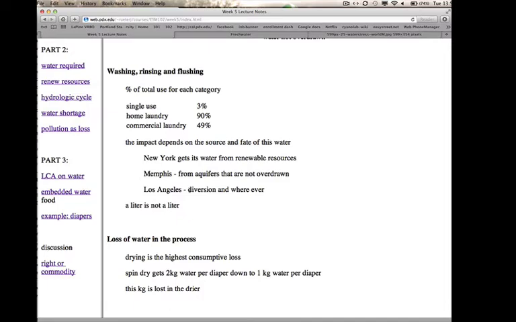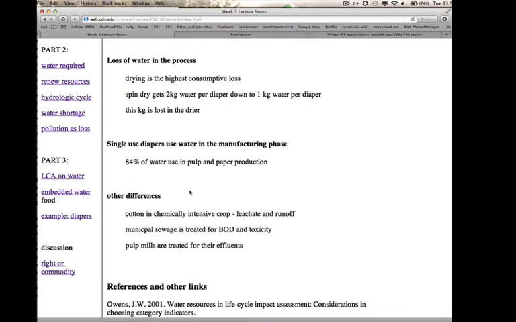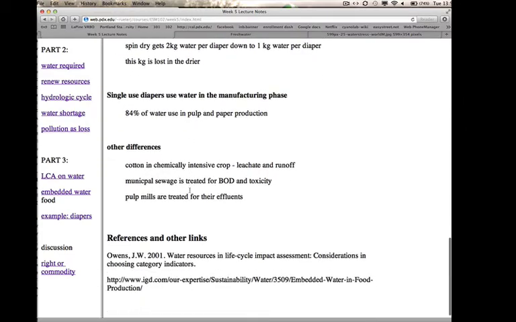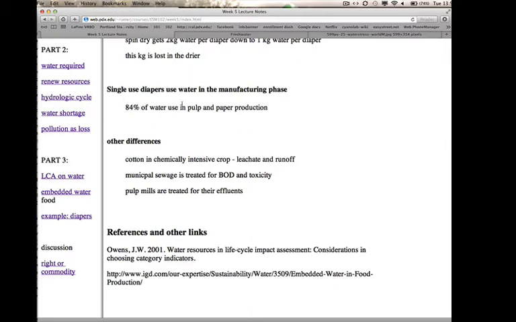So again, this is just an example, just the water use in the diaper. Loss of water in the drying process, not a really big deal. The single-use diapers, the water for those comes from the water used in the pulp and paper production. Usually they don't irrigate the pulp tree forest, so it's just mainly in there.